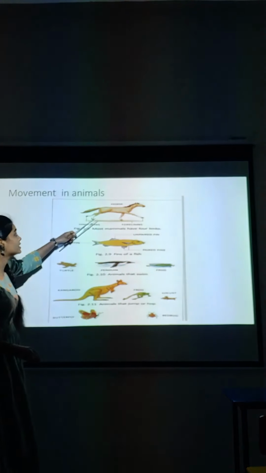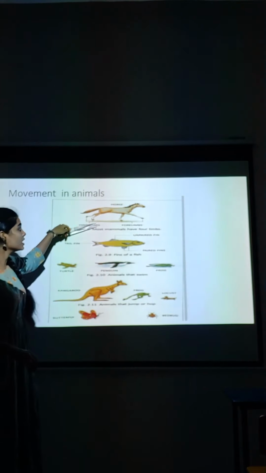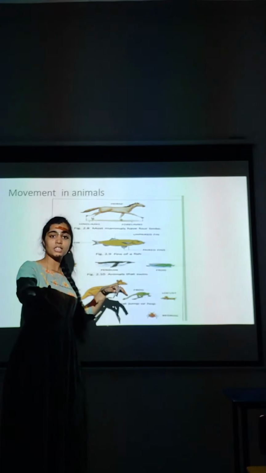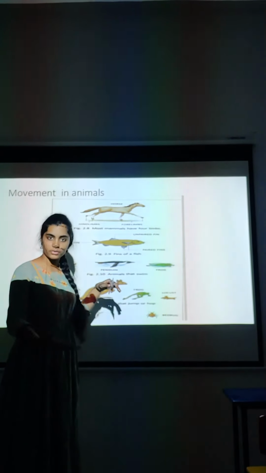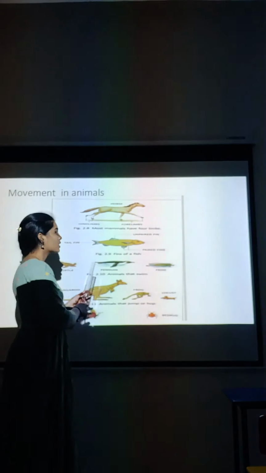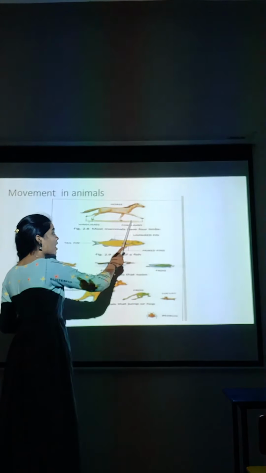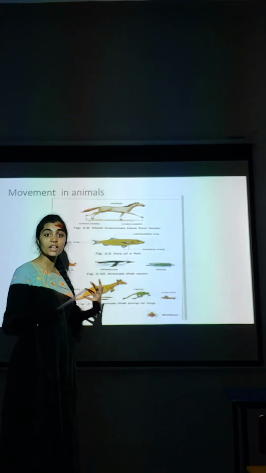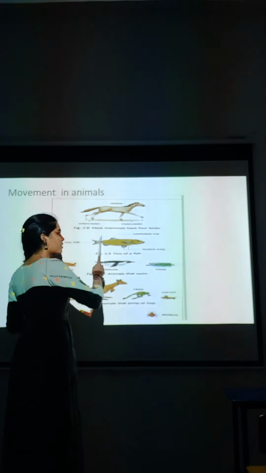Now, for example, if you take this horse, it has forelimbs and hind limbs. Forelimbs are the limbs present in the front side of the body, and hind limbs are present in the back side of the body. See, with the use of these limbs, a horse runs. It runs very fast, right? So with the help of these limbs it runs.